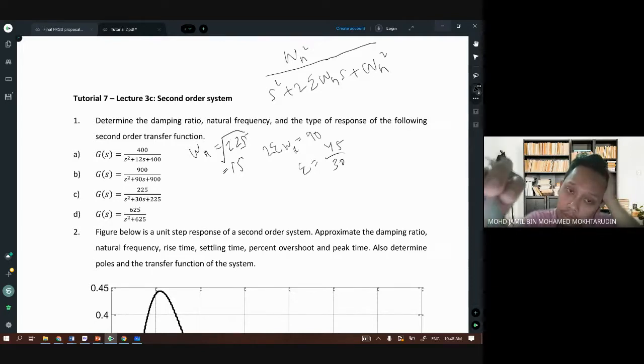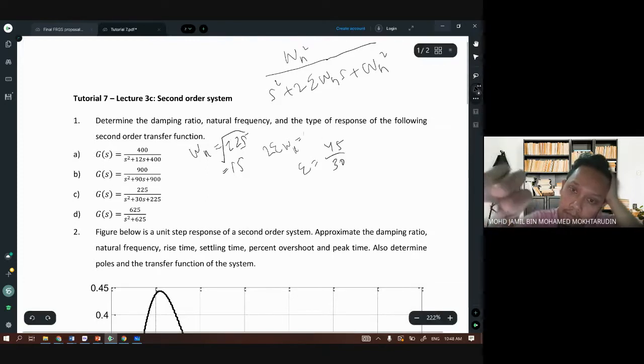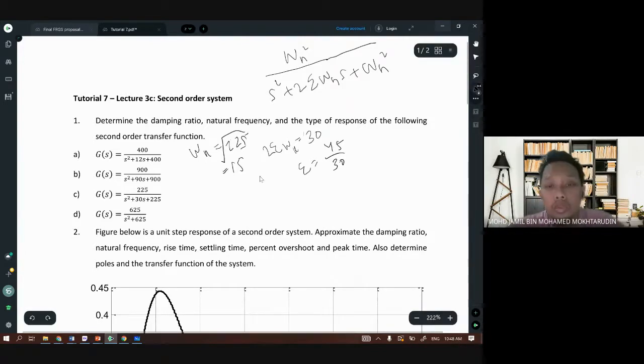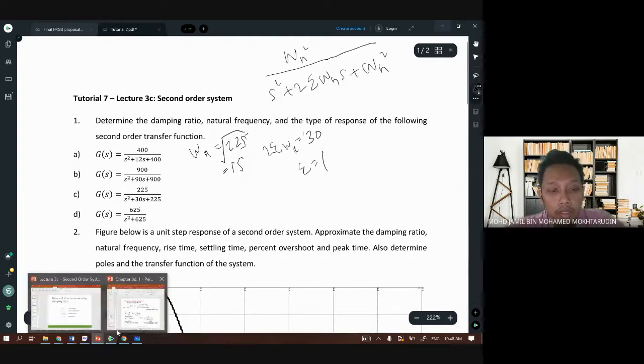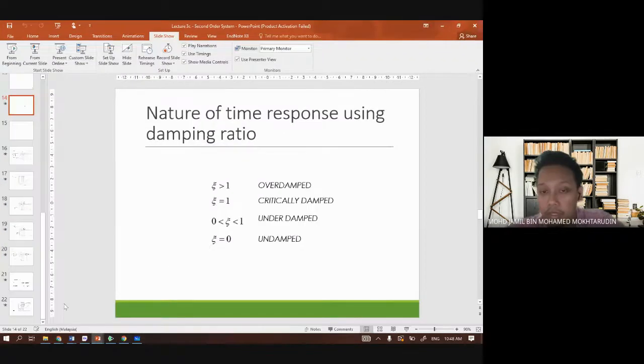And then the damping ratio. So the middle value is 30. So 2 times damping ratio times omega n equals 30. So you get the damping ratio equals 1. Okay. So if you look at the classification just now, when damping ratio equals 1, it's critically damped.